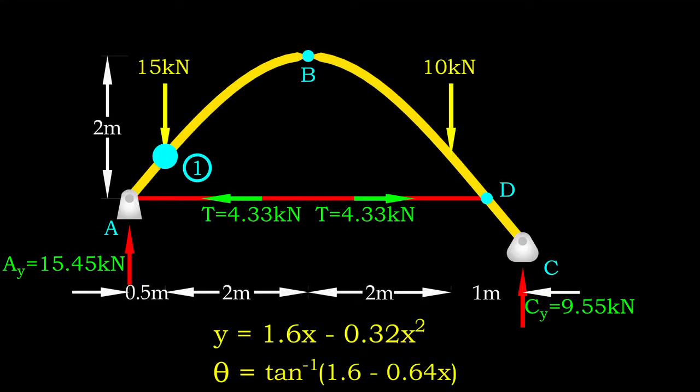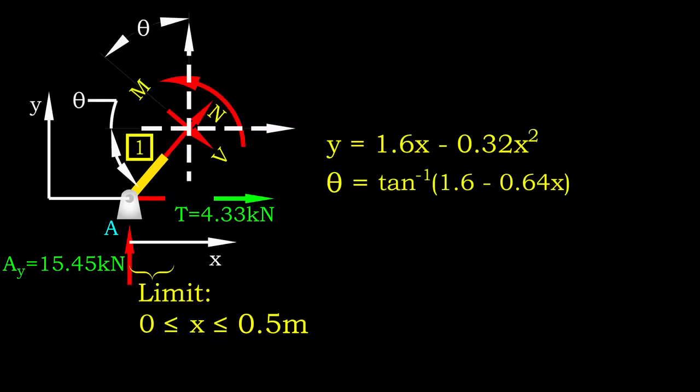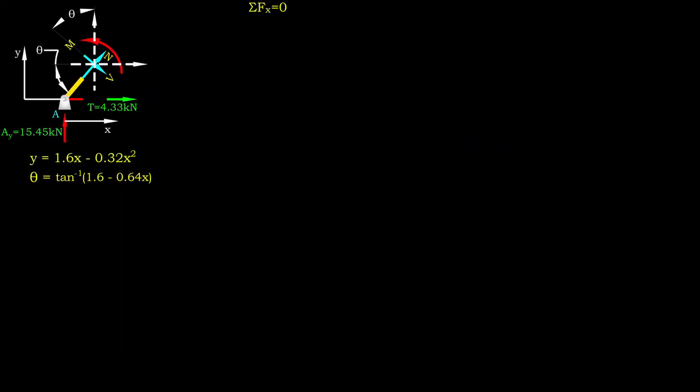The segmentation of the arc is done by splitting it virtually at the points where loads are exerted, plus 1 at the location of the internal hinge. As a result, we have 5 segments for our arc. Let's check out the first segment. The limit of this segment is from 0 to 0.5 meter, measured horizontally from point A.